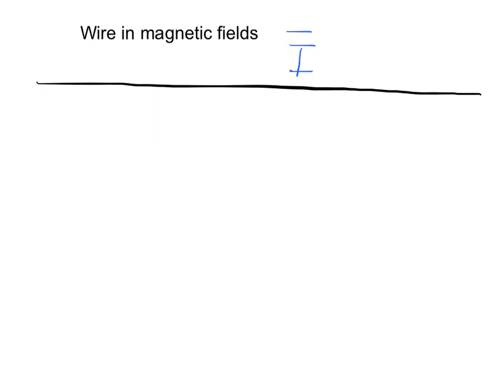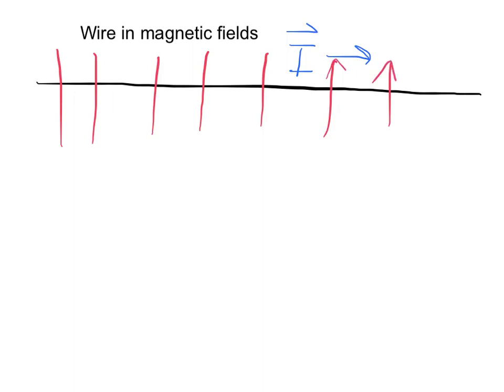Next in magnetism, we're going to go beyond just charges in magnetic fields to current-carrying wires in magnetic fields. So let's say this is a wire with some current running through it, so I've got a current that way. We're going to find out, if I put a magnetic field in this direction with that wire, what would happen.